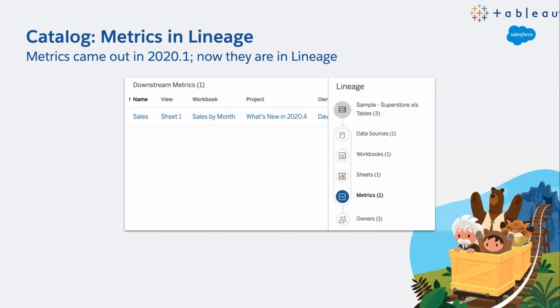And again, for those customers with Data Management, you're probably used to seeing that lineage pane on the right. You could have seen all the data sources implicated, workbook sheets and owners. But now metrics is also rolled into the lineage and you can see the different metrics associated to the content that you're inspecting.